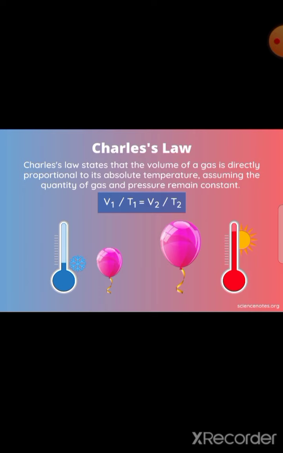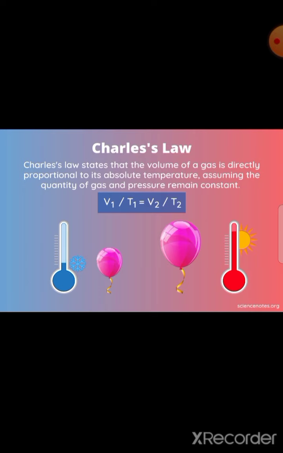So a diagram is given. Initially, see the first diagram. In the first diagram, the temperature is low, therefore the volume of the balloon is smaller. See the second diagram, the temperature is increased, therefore the volume also increases. Okay, therefore volume is directly proportional to temperature when the pressure is kept constant.